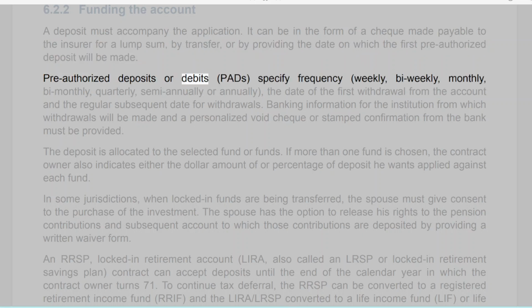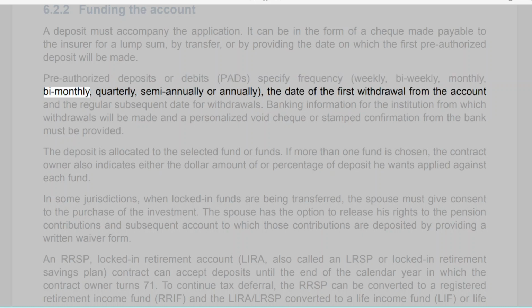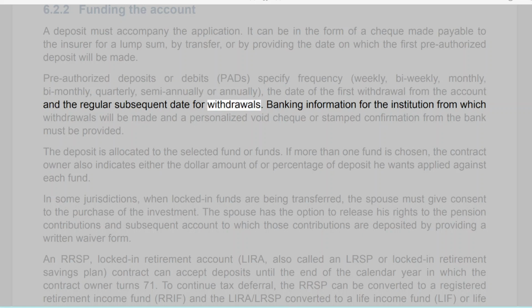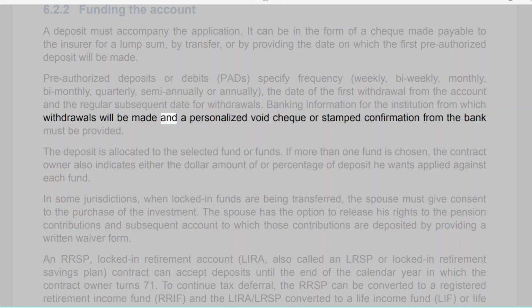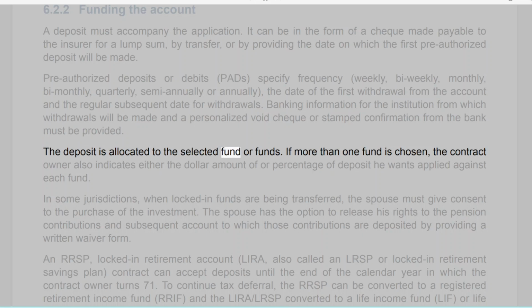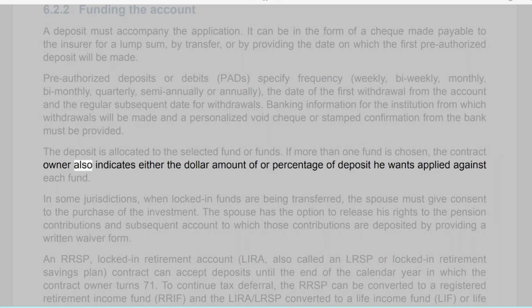Pre-authorized deposits or debits, PADs, specify frequency: weekly, bi-weekly, monthly, bi-monthly, quarterly, semi-annually or annually, the date of the first withdrawal from the account and the regular subsequent date for withdrawals. Banking information for the institution from which withdrawals will be made and a personalized void check or stamped confirmation from the bank must be provided. The deposit is allocated to the selected fund or funds. If more than one fund is chosen, the contract owner also indicates either the dollar amount of or percentage of deposit he wants applied against each fund.